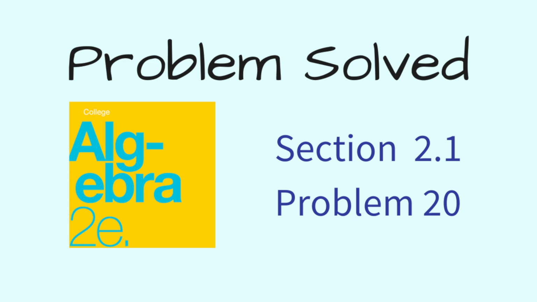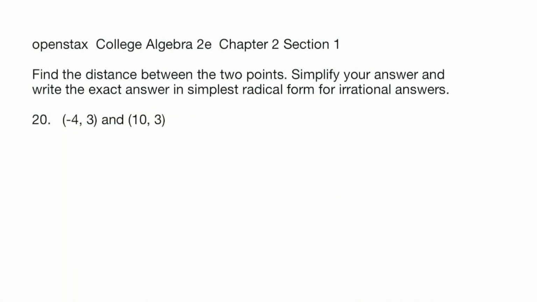It is from section 2.1 of College Algebra 2E by OpenStax. In this problem, we need to find the distance between the 2 points. If we have an irrational answer, then we need to write our answer in the simplest radical form.